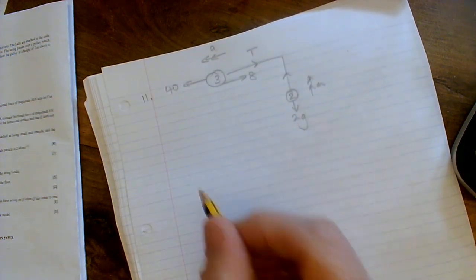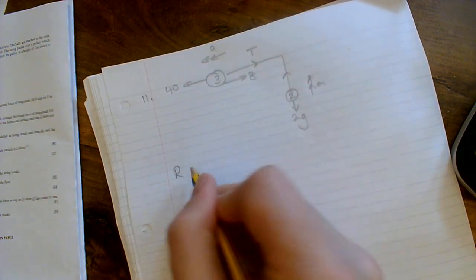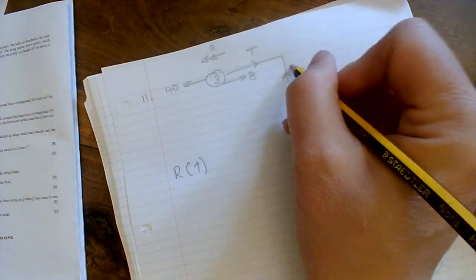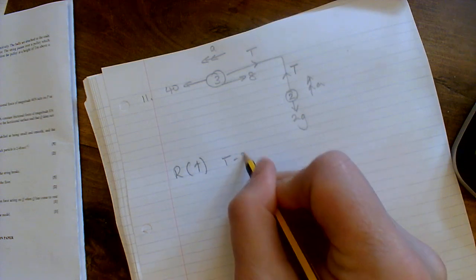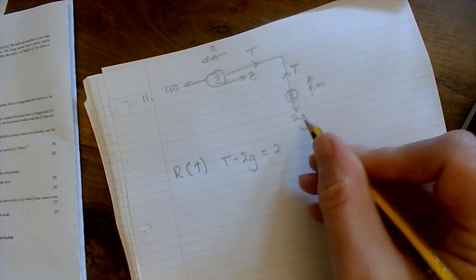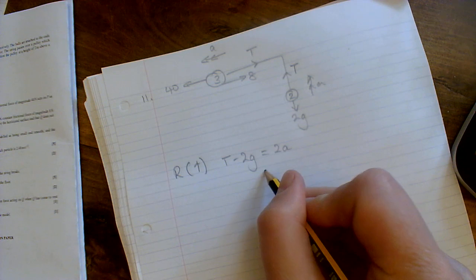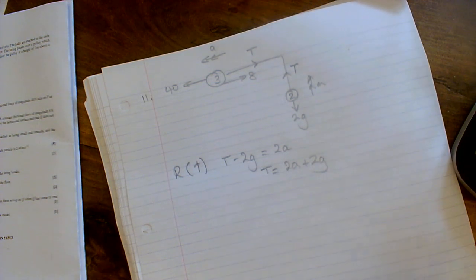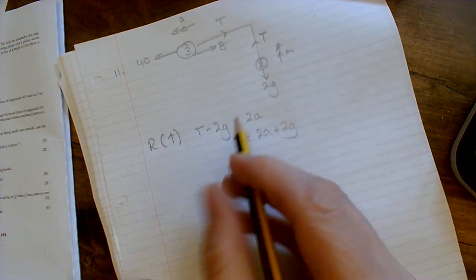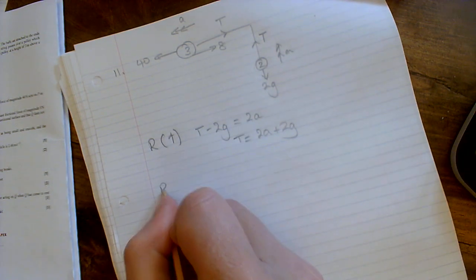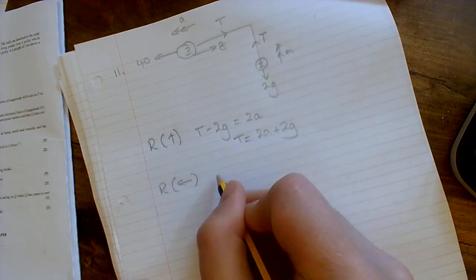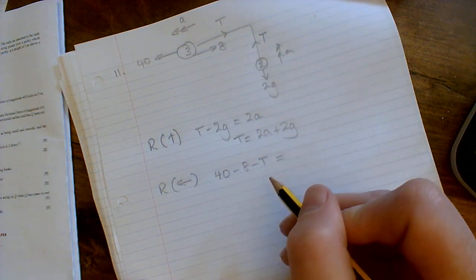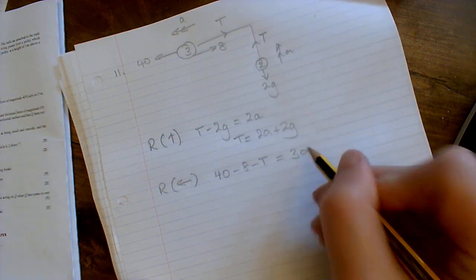We then go for resolving the forces, and I'm going to resolve upwards to kick off with. So resolving upwards on this one, I've got the T there, so tension, take away the weight, 2g, equals mass times acceleration, so that's just force equals mass times acceleration, and that gives us T equals 2a plus 2g, just shifting this onto the other side. Next step, we resolve with the direction of motion, so we're going to go this way. We've got 40, take away the 8, take away the tension, equals the mass of 3 times acceleration a.